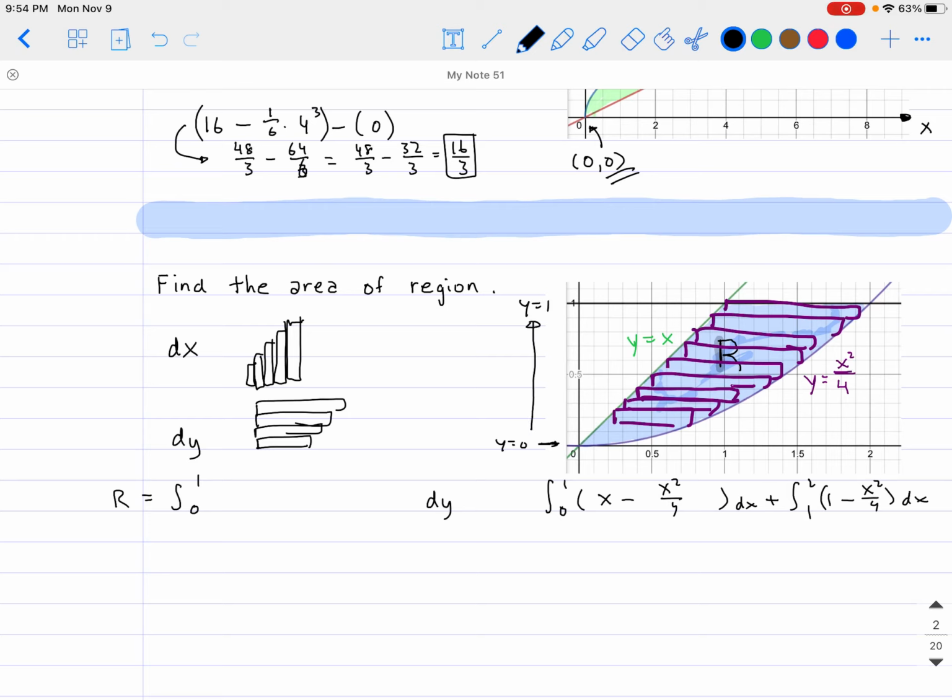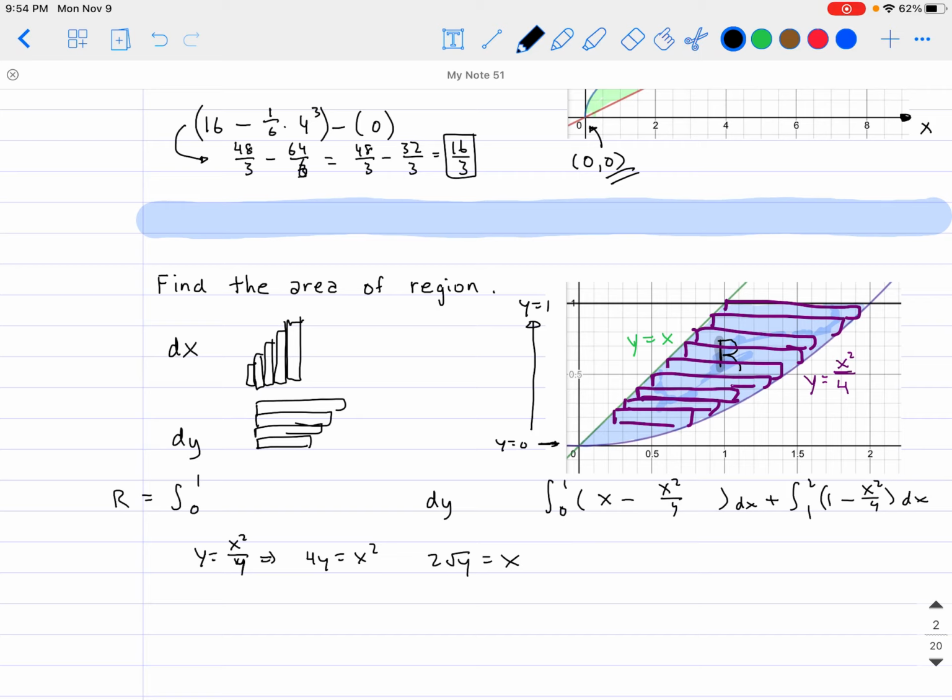Now, the upper function, again, if you rotate your head to the right, you can see it's from the equation y equals x squared over 4. So what I need to do is take that equation and solve for x. So 4y is equal to x squared. And then afterwards, take the square root of both sides. So it's going to be just 2 times the square root of y equals x then.